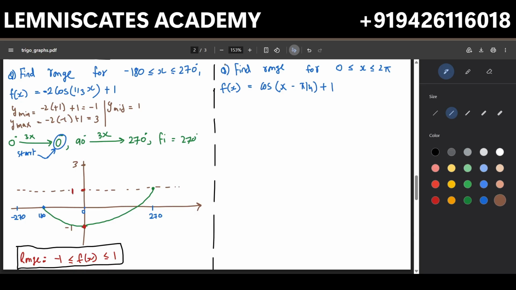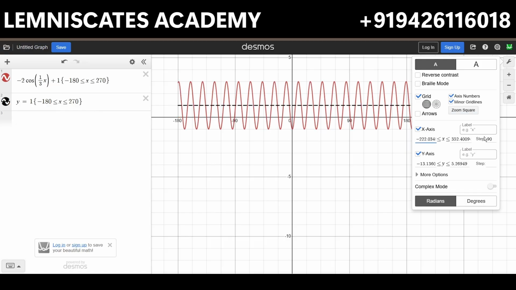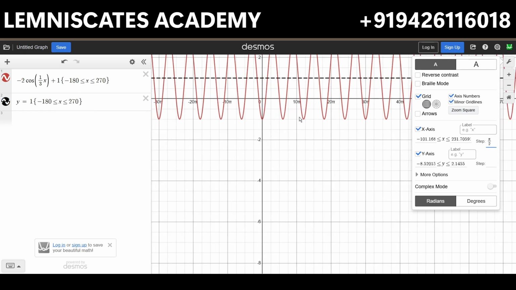In this question, we are supposed to find the range of this function in between 0 to 2 pi. Now all the questions we have done so far were in degrees. Now let me also do one in radians mode. For that I'll change my Desmos from degrees to radians, and I'll change this to pi by 2 so that it looks good on the screen over here.